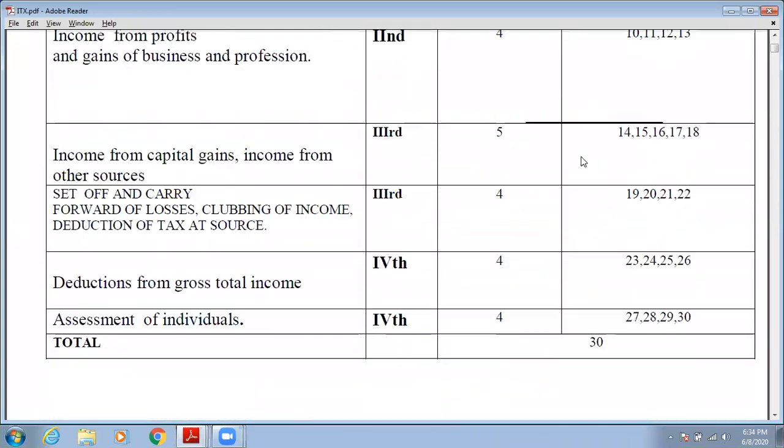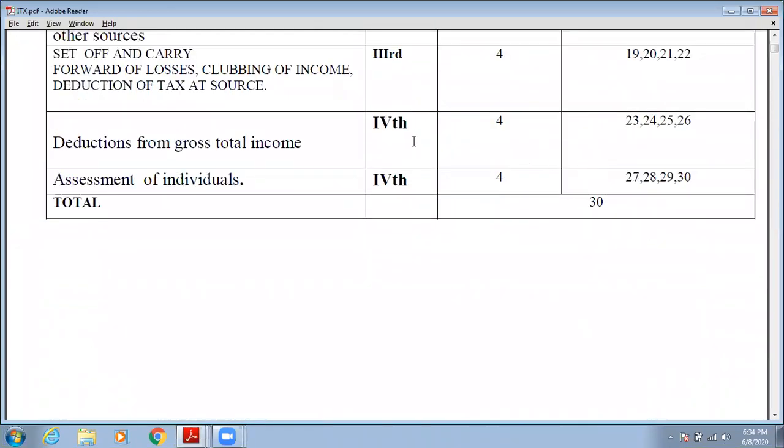So in today's lecture, we are going to start the 4th unit of your syllabus, and we are going to cover the first topic of your 4th unit, that is deduction from gross total income.